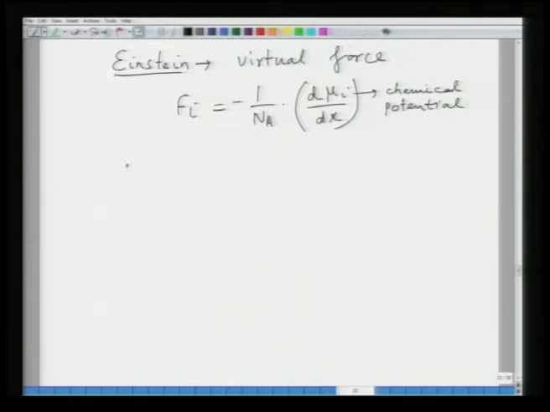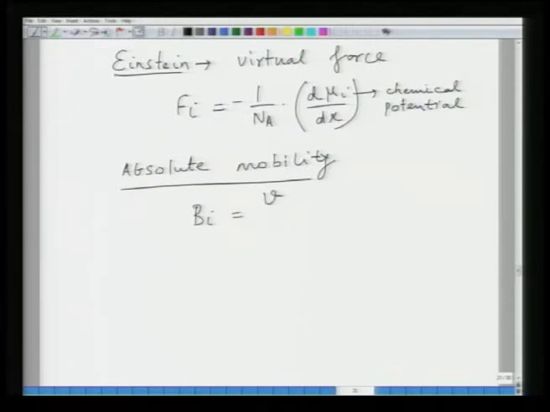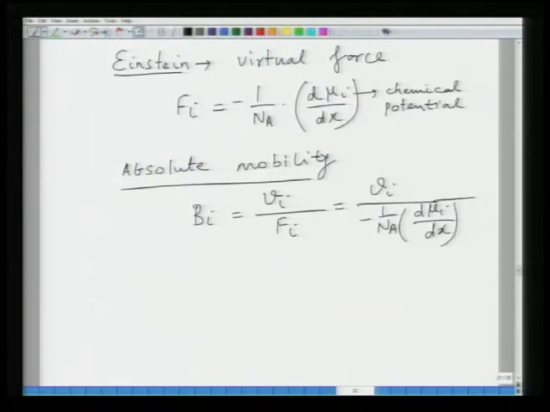In such a case I can write what the absolute mobility is. The absolute mobility Bi is given as Vi, I know what Vi is, divided by force Fi, and I can write this as Vi divided by minus of 1 by Na into d mu i by dx. Okay. So, the absolute mobility which we defined in the previous slide was basically the same thing.